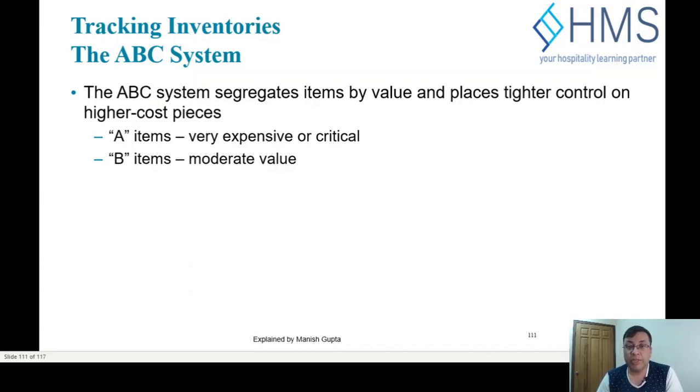So A usually should be about 20% of your total inventory in number, but around 70-80% of your total inventory in value. B may be around 30% of the inventory items, but maybe another 10-15% of your total value. And then the last, the rest of the 50% of your inventory, may have the remaining 5-10% of cost. That will be called cheap and plentiful.